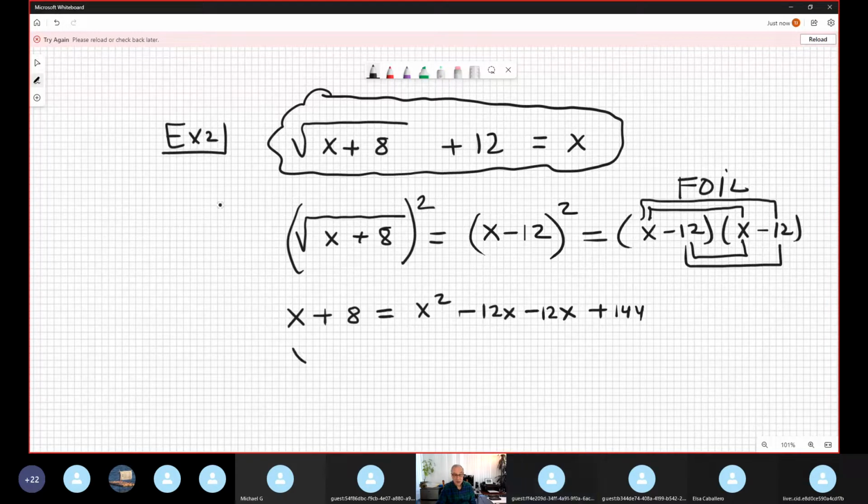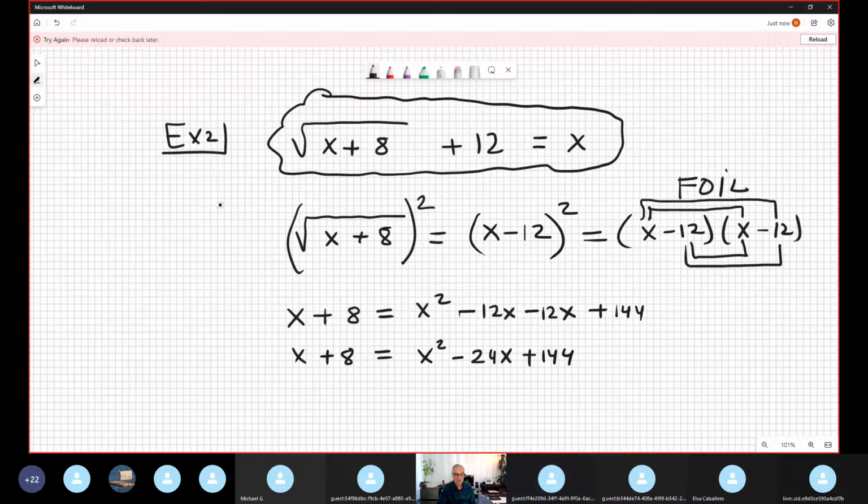What should I do? Well, I don't know. Maybe I combine like terms. There is no reason not to. Negative 12x and negative 12x together is negative 24x plus 144. In this moment, I ask myself, what kind of equation do I have?